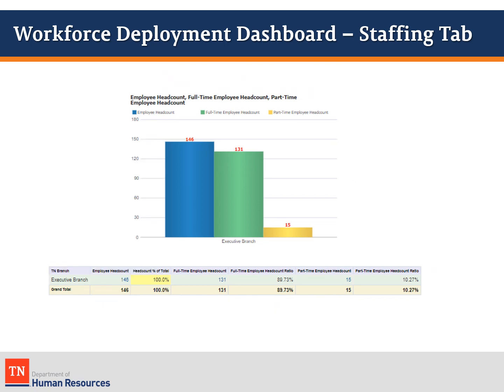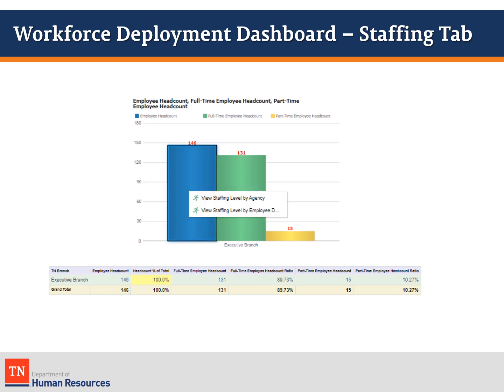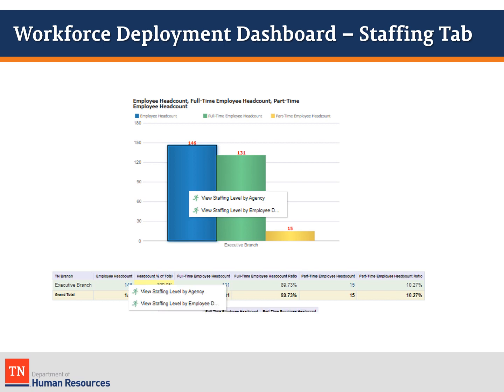The same type of drill down options are available to the user on this report as are on the Overview tab. Left click on any of the graph cylinders to see the by agency and by employee detail options. Left click on any of the data points on the table to see the same options.